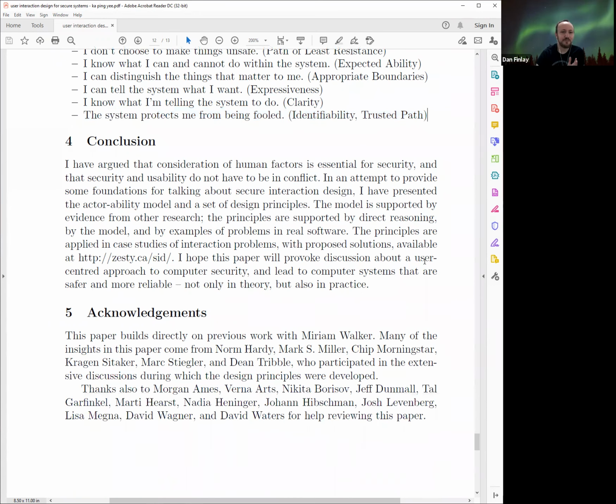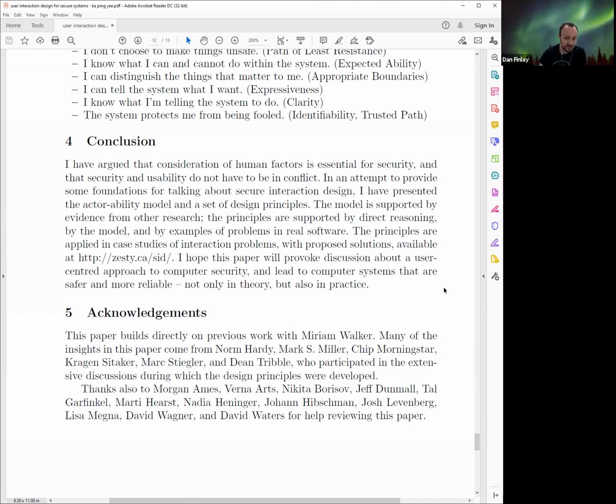Conclusion. I've argued that consideration of human factors is essential for security, and that security and usability do not have to be in conflict. In an attempt to provide some foundations for talking about secure interaction design, I've presented the actorability model and a set of design principles. The model is supported by evidence from other research. The principles are supported by direct reasoning, by the model, and by examples of problems in real software. The principles are applied in case studies of interaction problems with proposed solutions available at zesty.ca/SID. I hope this paper will provoke discussion about a user-centered approach to computer security and lead to computer systems that are safer and more reliable, not only in theory, but also in practice.